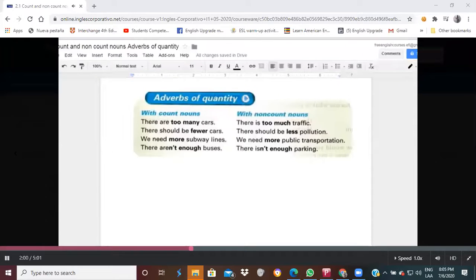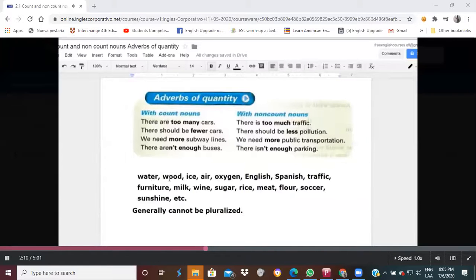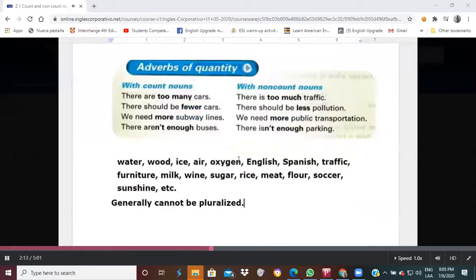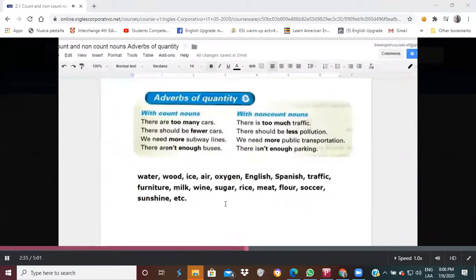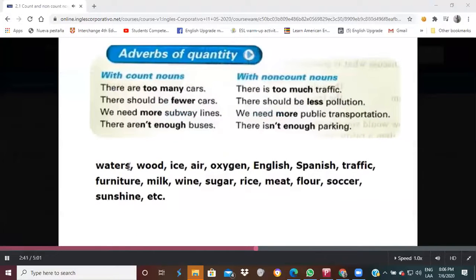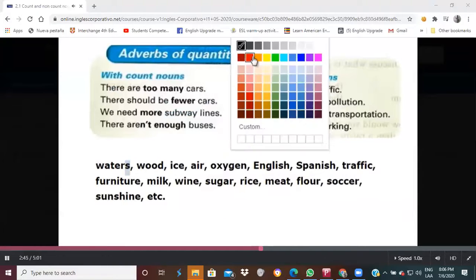So let me give you more examples of some of the things that cannot be counted quite easily, and therefore we consider these non-count nouns. So if we think about things like water, wood, ice, air, oxygen, English, Spanish, these are subjects, traffic, furniture, milk, wine, sugar, rice, meat, flower, things like sports, soccer. All of these things are non-countable. They cannot be counted easily. Another thing that's important to mention about non-count nouns is that we don't add an S in order to change them to plural. They do not have a plural form.